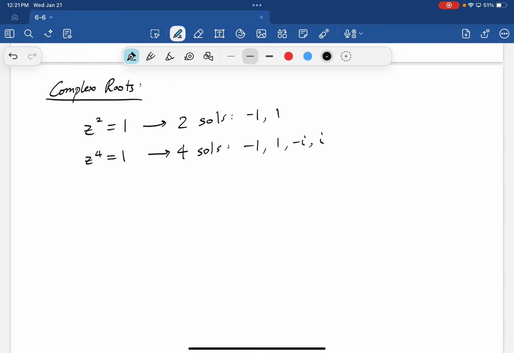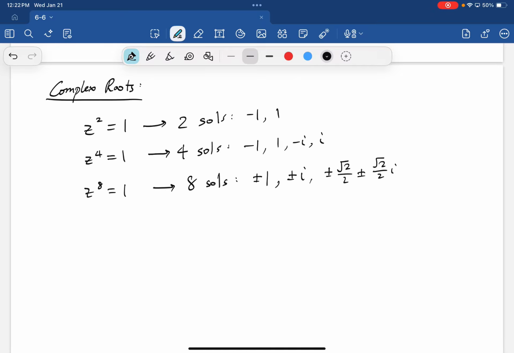All right, next one. How many solutions does z to the 8th equals 1 have? 8. Yeah, it has 8 solutions. Here are the 8 solutions. We have plus or minus 1, plus or minus I, same as the previous one, but we're going to have 4 more solutions. Where are they going to come from? It's actually going to be complex roots: plus or minus root 2 over 2, plus or minus root 2 over 2 i. And that's 4 solutions.